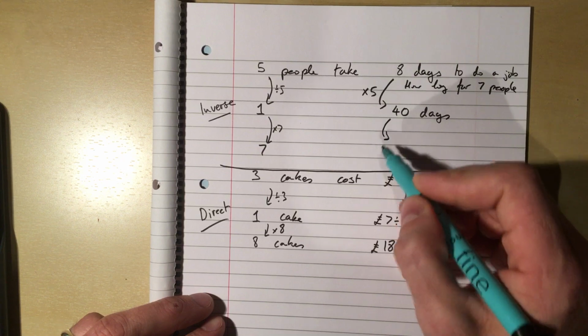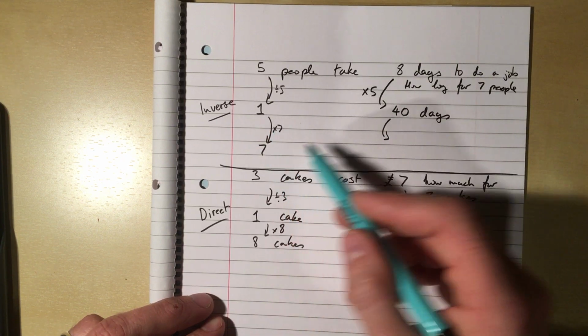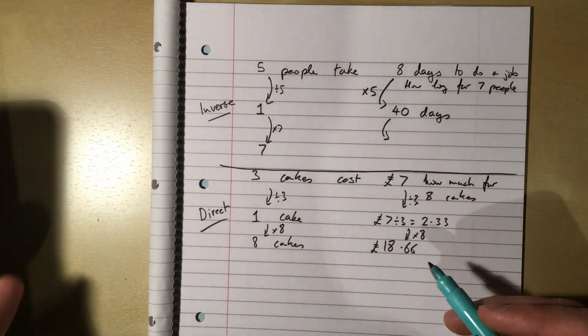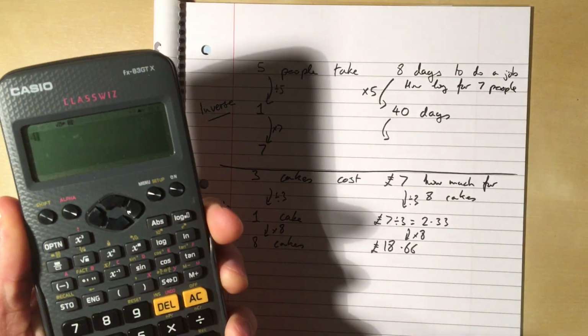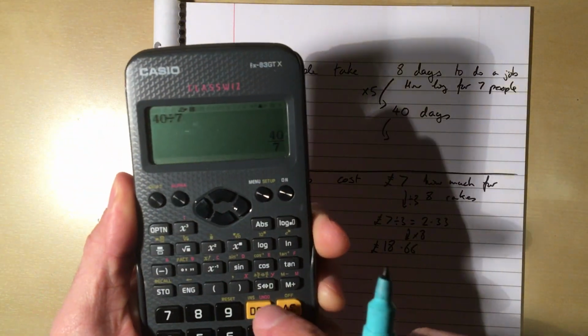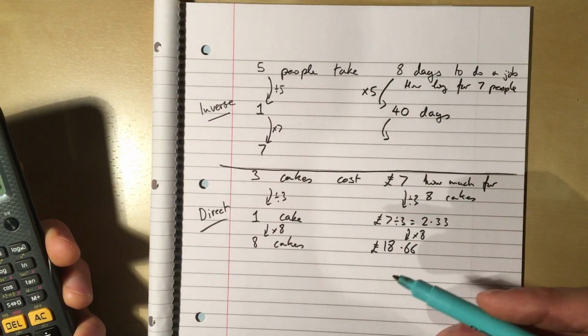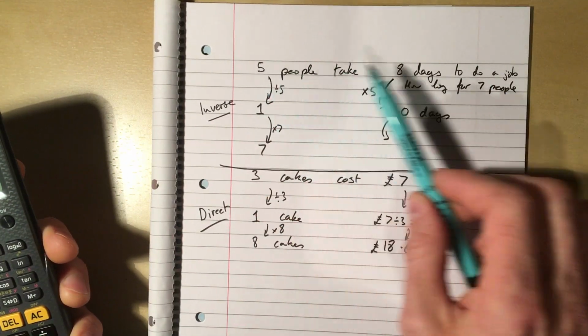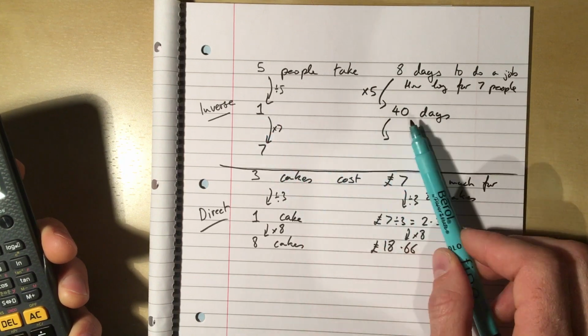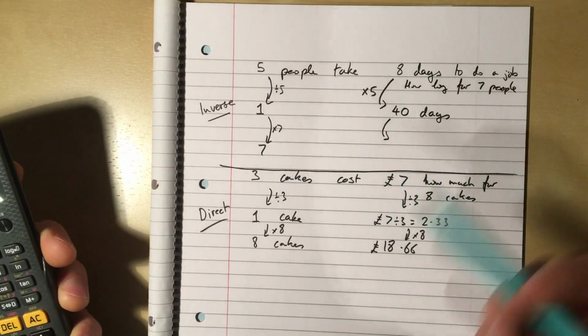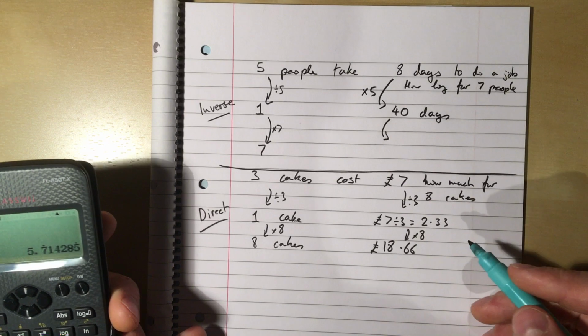And then instead of 1 person, I've got 7 people, they're going to be able to do it 7 times quicker. So I'm going to do 40 days divided by 7. If you remember to check the numbers that you've got for sense, 5 people take 8 days. Is it going to take 1 person longer or shorter than 5 people? If you check that the numbers make some sort of sense, then it'll work.